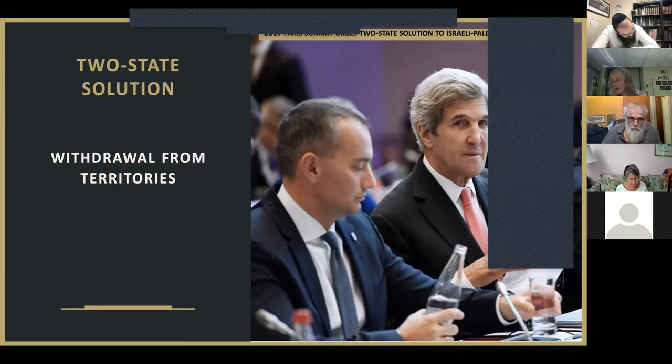1, reaffirms that the establishment of Israeli settlements in the Palestinian territory occupied since 1967, including East Jerusalem, has no legal validity and constitutes a flagrant violation under international law and a major obstacle to the achievement of the two-state solution and a just, lasting, and comprehensive peace. 3, underlines that it will not recognize any changes to the 4 June 1967 lines, including with regard to Jerusalem, other than those agreed by the parties through negotiations.